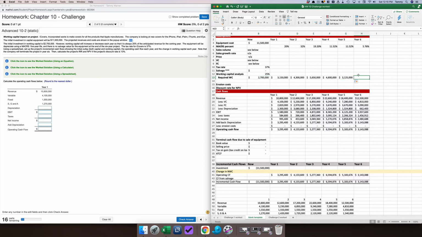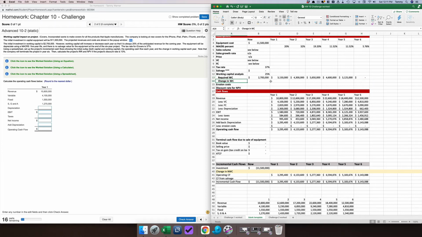Now, keep in mind that we do have to do something about the working capital here in year 6 because the project is going to end, right? So the working capital in year 6 that's required is actually going to be 0. So actually, if we go ahead and take this out, there it is. So we don't need any more working capital at the end of year 6. All right. So now the change in working capital from what we started with at the end of the prior year.